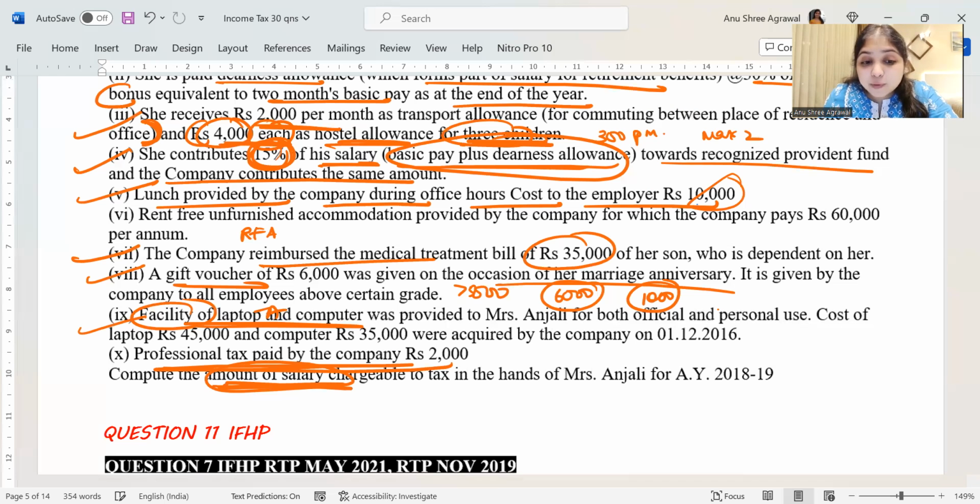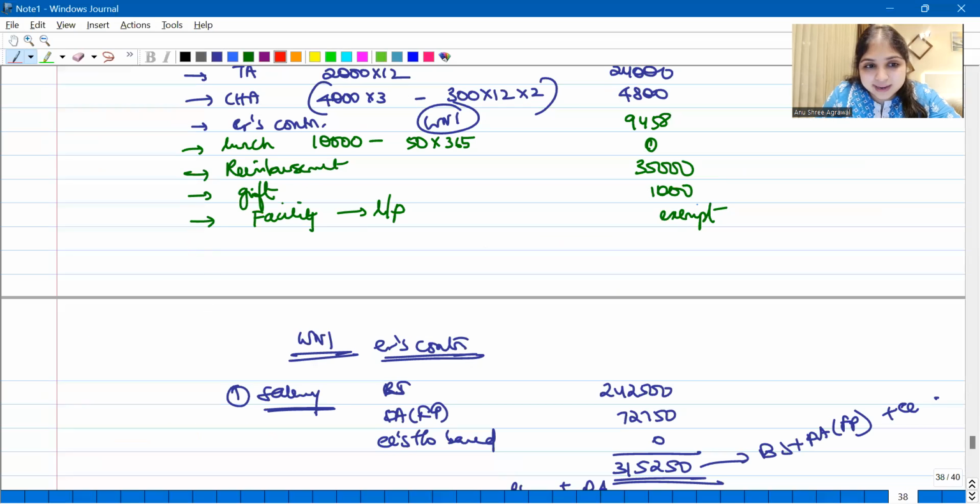Now here, if you see, the professional tax is paid by the company, and no amount is paid by the employee. The employer is paying 2,000. That is a benefit for the employee, guys. So therefore, I will tax it. How much professional tax will I tax? 2,000. I will fully tax it.